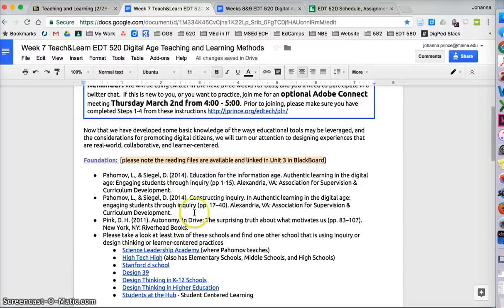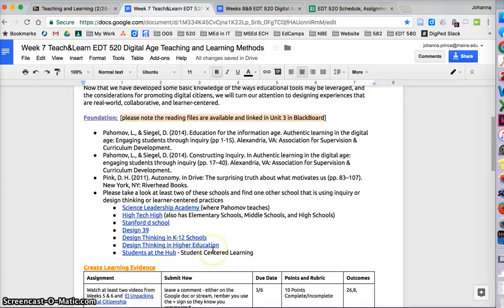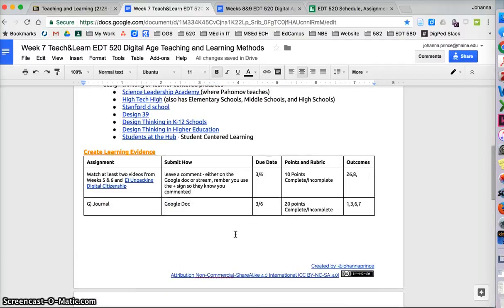So for this, there's some background reading, and then what I'm asking you to do is to take a look at where some of these strategies are in place to start to picture what it looks like in classrooms. And then I'm also asking you to find one other school that's using inquiry or design thinking or learner-centered practices. Sometimes with these kinds of shifts, it's hard to think about what it might look like, so that's to help us with that.